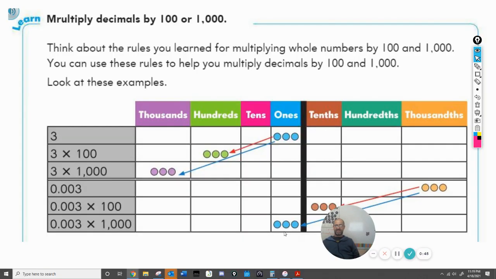Okay. Take a look. We're starting with the number 3. If you multiply by 100, you're moving your chips over 2 places, from the 1s to the 10s to the 100s. If you're multiplying by 1,000, you're moving your place value chips over 3 places. Lo and behold, this is your decimal. Your decimal's functionally moving the opposite direction. So if your digits are going to the left, your decimal's going to the right. Okay? For 100, you're moving your decimal 2 spots, and for 1,000, you're moving it 3 spots.